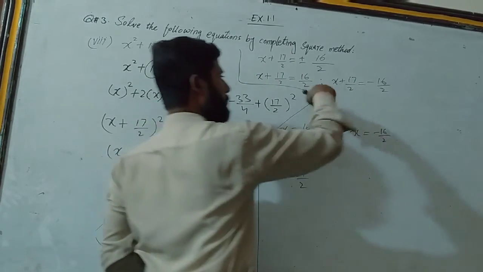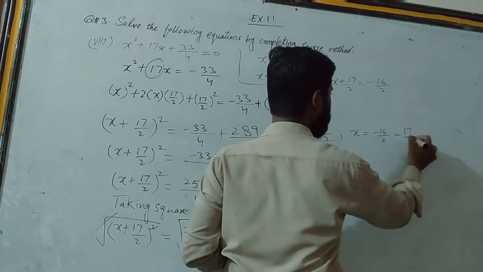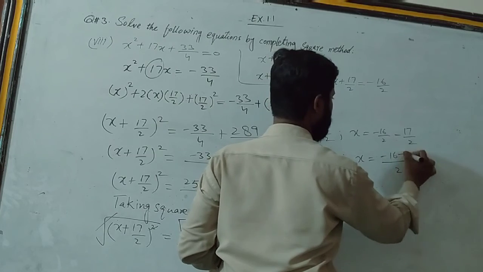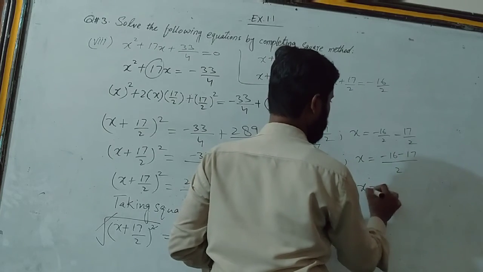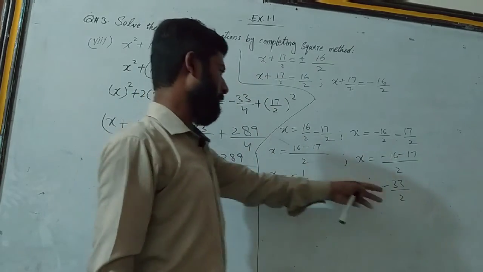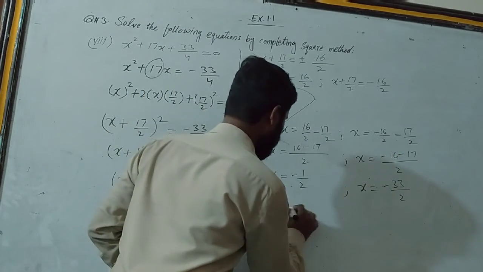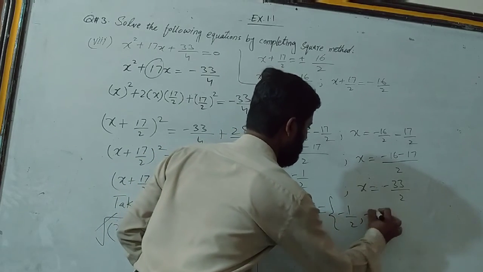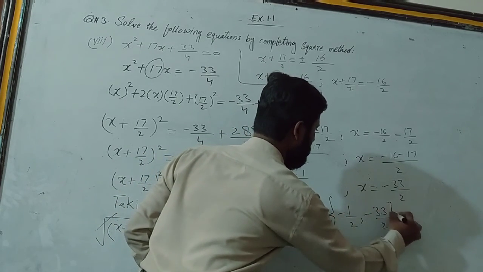This plus 17 by 2, when we take it to the other side, it will be minus 17 by 2. And x is equal to, 2 is the LCM, minus 16 minus 17. So x is equal to minus 33 by 2, as both are minus, so it means we will add them. Now the solution set is minus 1 by 2 and minus 33 by 2.